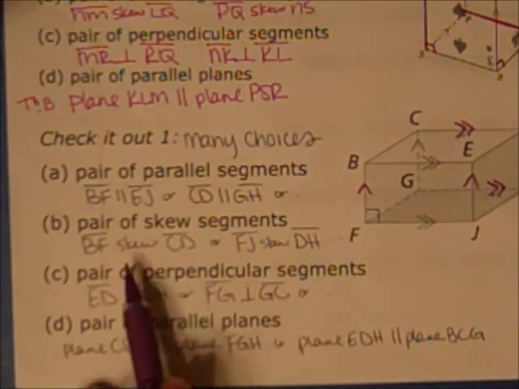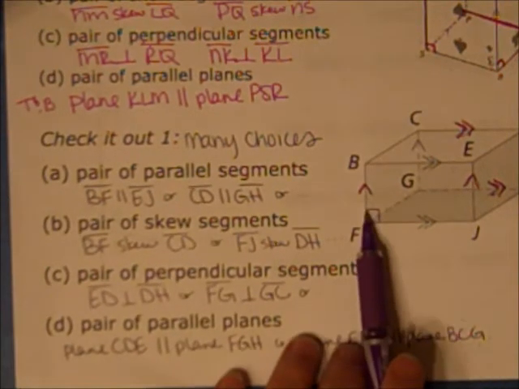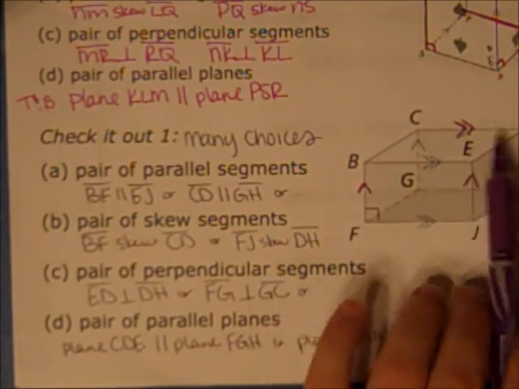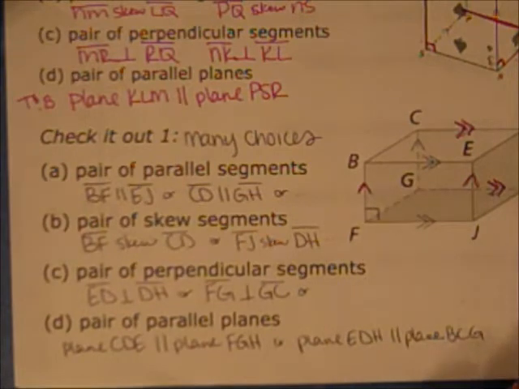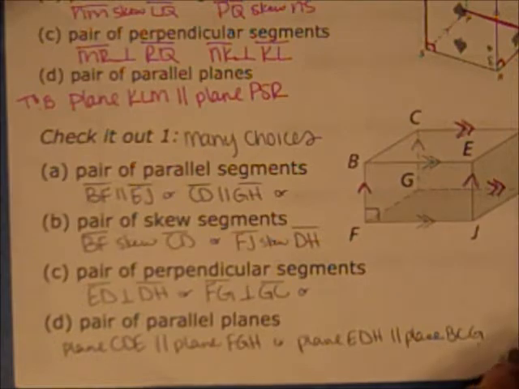Okay, skew. Remember, skew is not in the same plane and not going the same direction. So I chose BF here in the front going up and down, then CD in the back going left and right. So those are not going to intersect and they're not in the same plane. I also chose FJ here in the front bottom going side to side, with DH in the back going up and down. So they're not in the same plane, they're not going the same direction, so they're never going to intersect.